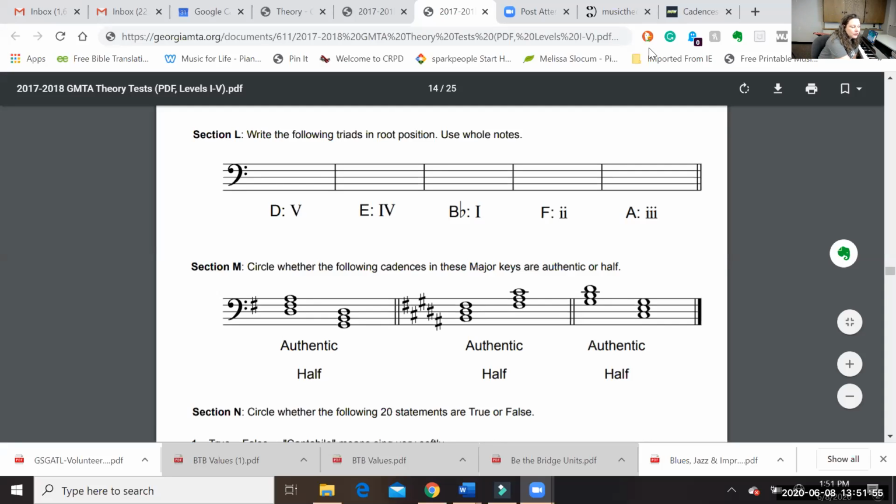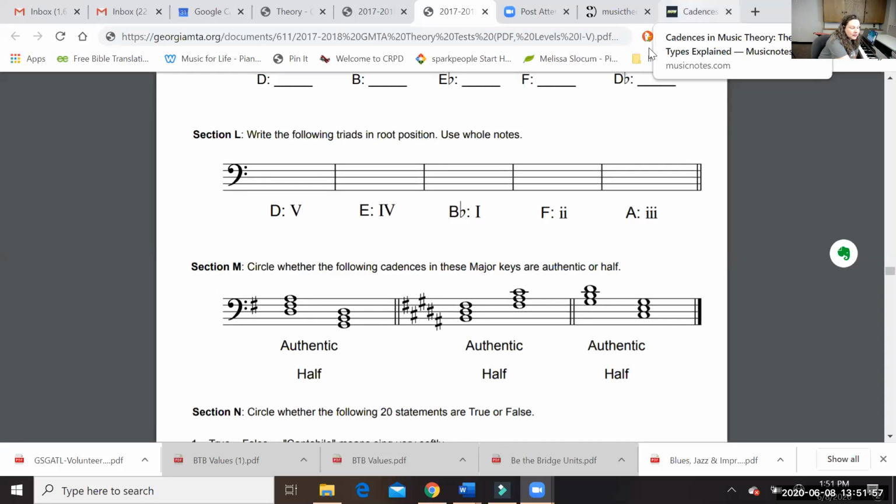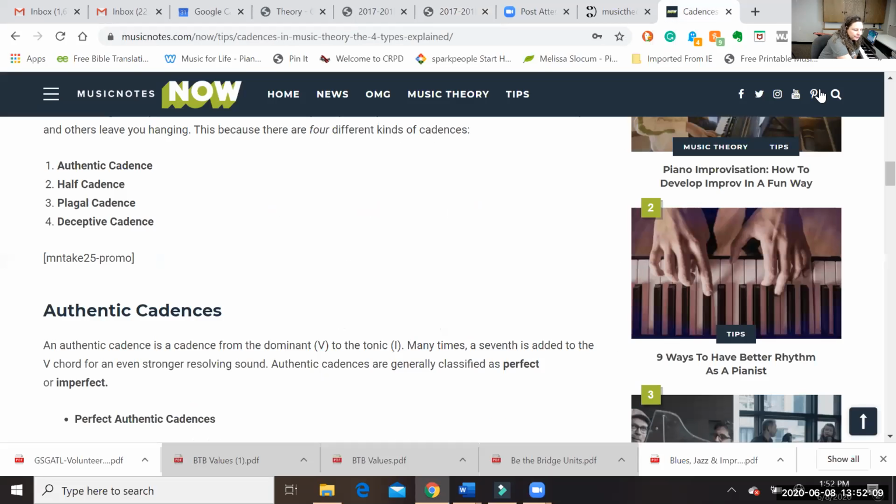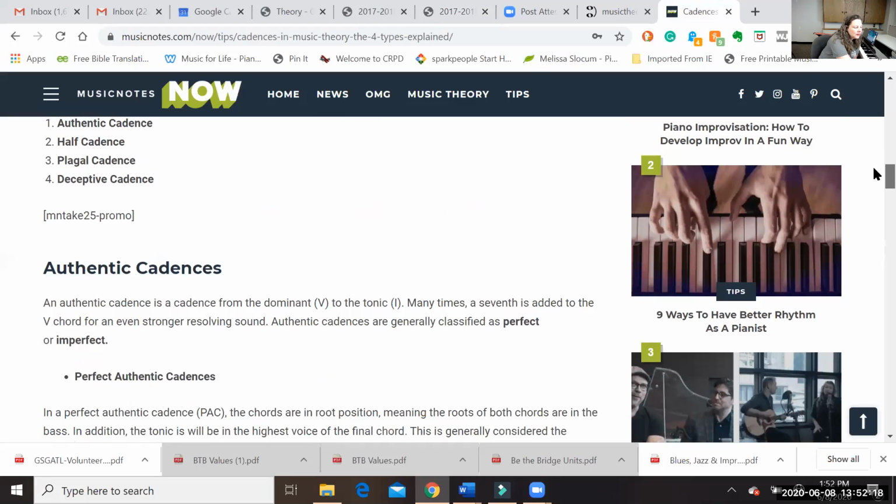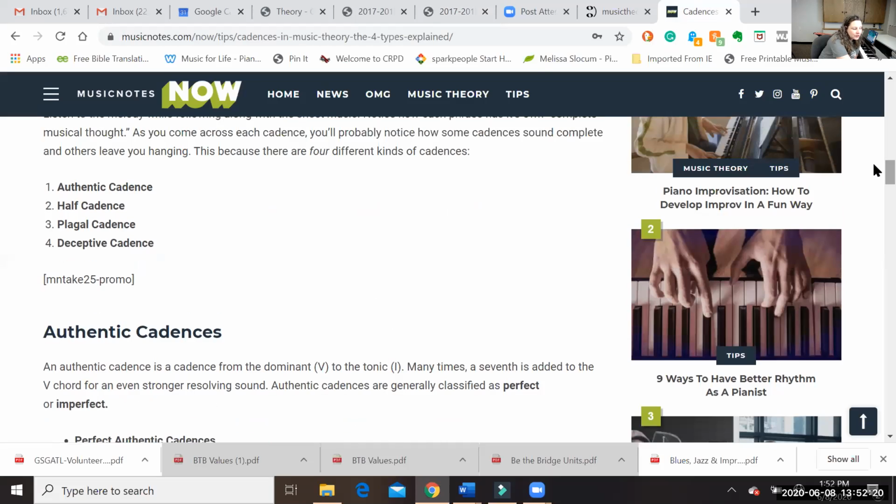So let's first of all learn what types of cadences there are, so that we can talk about what the answers are here and figure them out. I'm going to flip over to a theory page on musicnotes.com where it defines cadences. You don't have to know perfect and imperfect. We just have to know for the exam authentic and half. That's it.